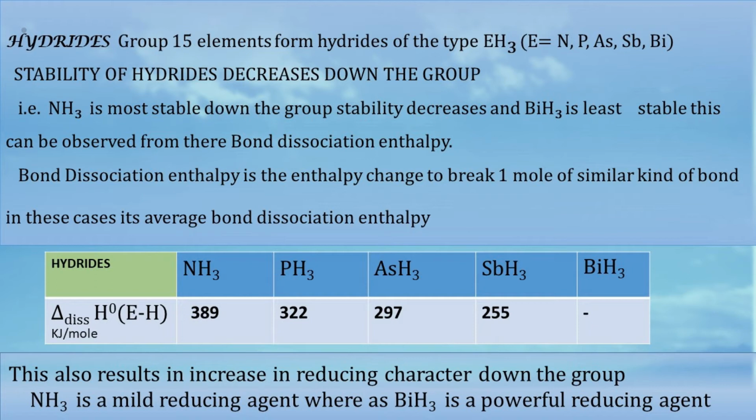So what is bond dissociation enthalpy? It is the enthalpy change required to break 1 mole of a similar kind of bond. In the case of ammonia, it is 389 and it goes on decreasing. So stability can be easily explained on the basis of bond dissociation enthalpy. The greater the bond dissociation enthalpy, the greater is the stability.